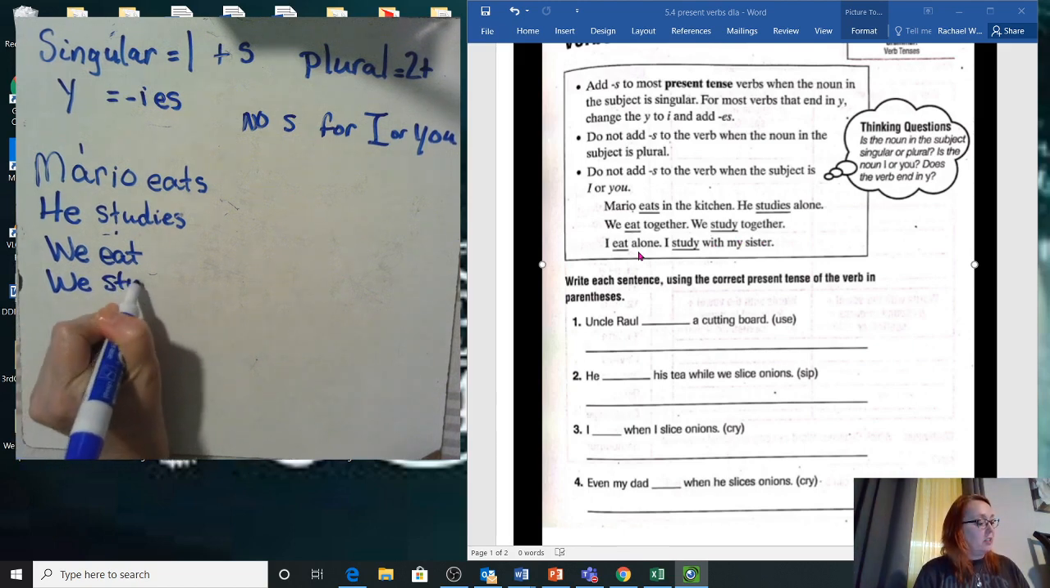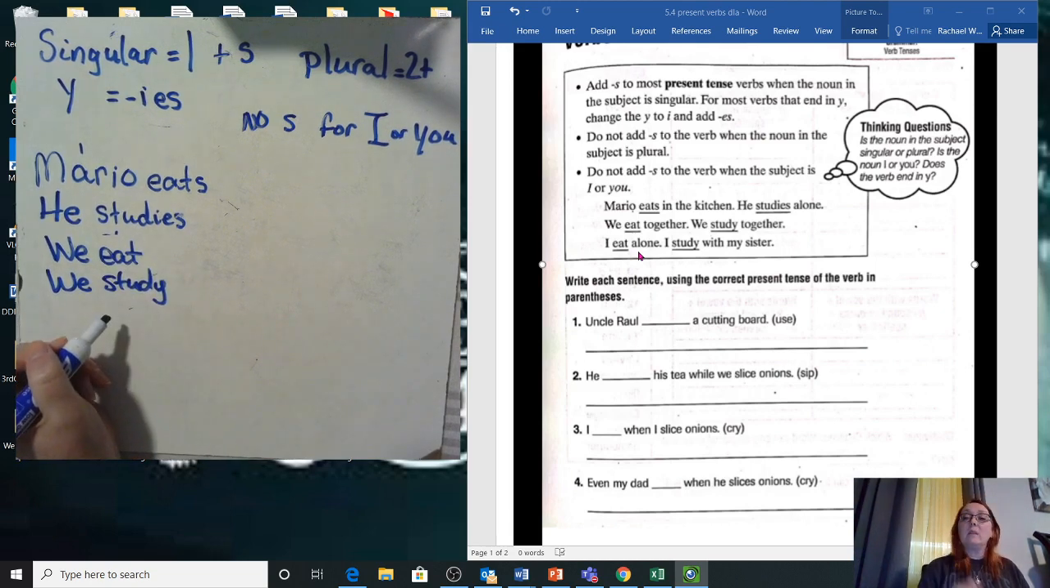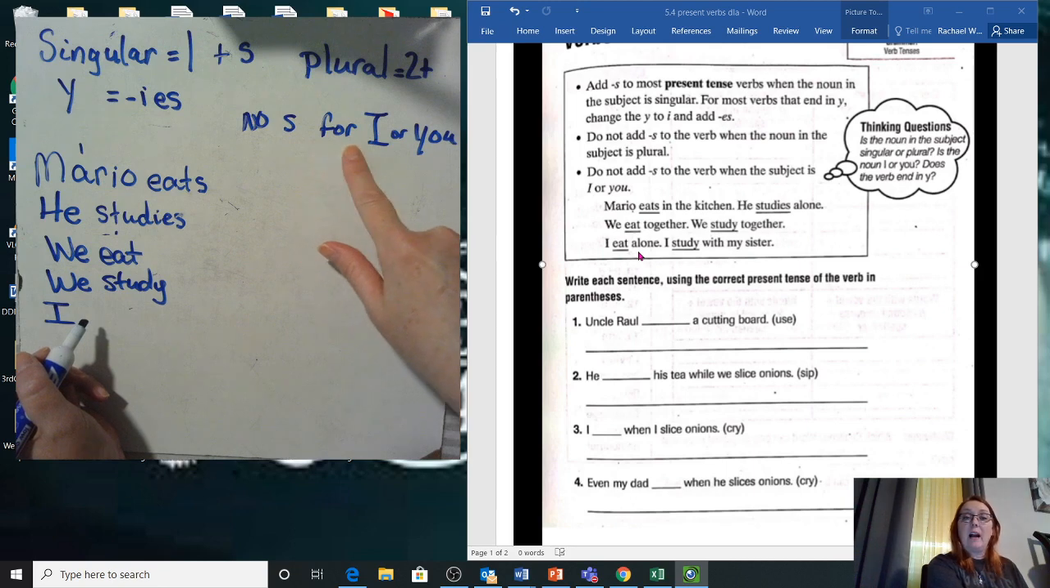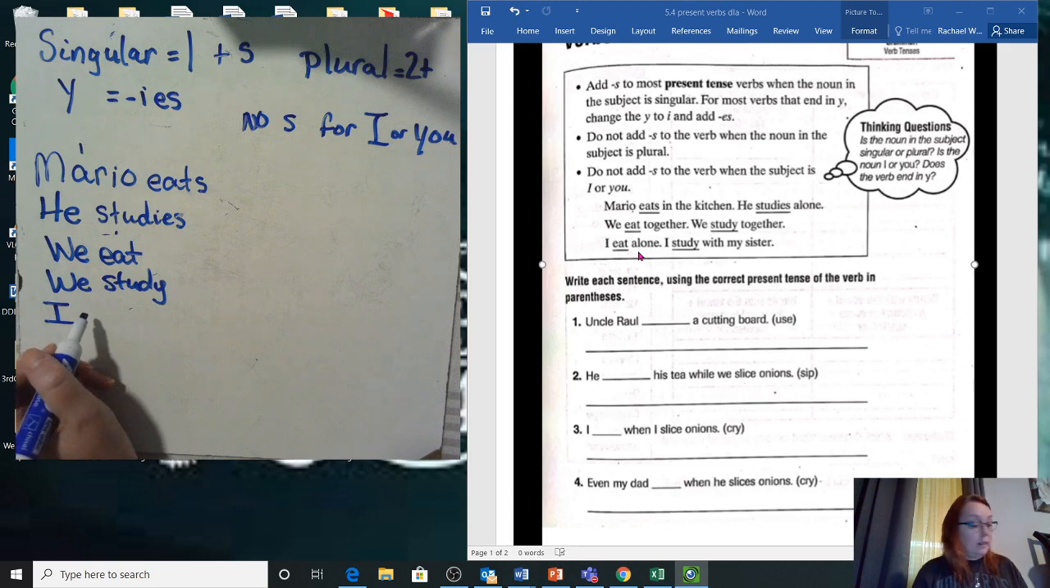I eat alone. What is the subject in I eat alone? You got this. I is the subject. So our verb is eat. It's underlined for us. Do we need to add the S? Because looky here. We wrote this down already. No S for I or you. That's the subject of our sentence, right? So make sure that you're not adding I eats alone. That just does not work. It's just I eat.